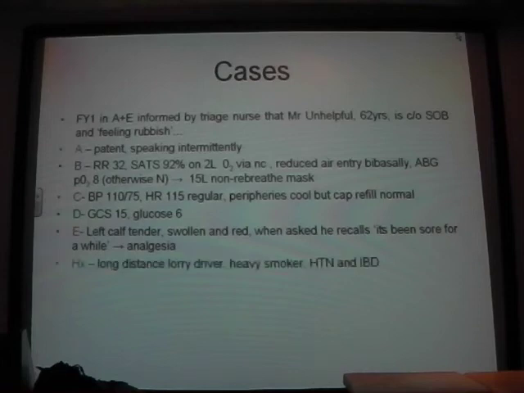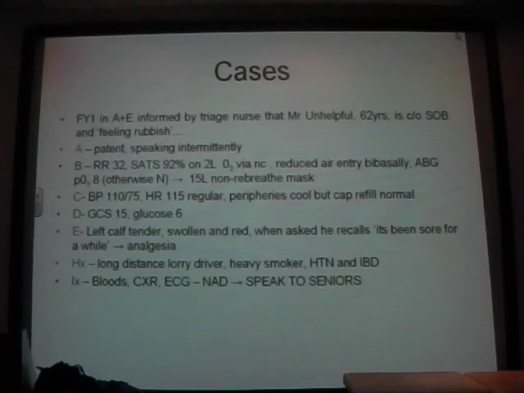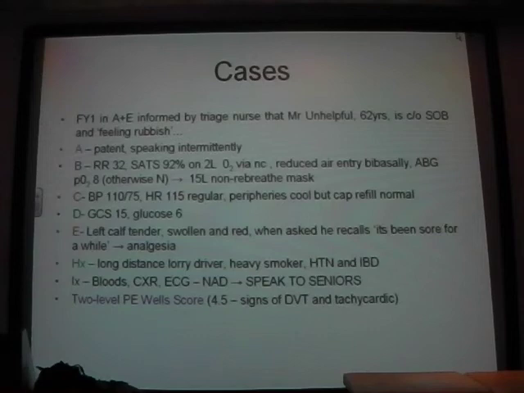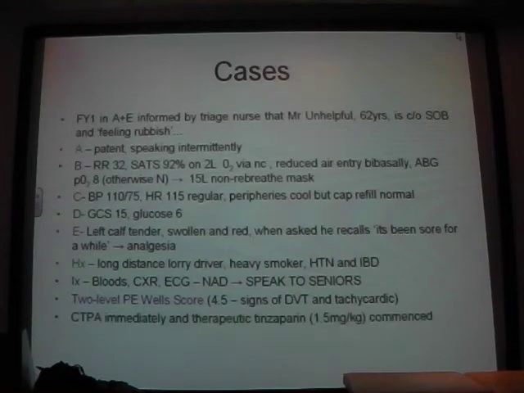Yeah. So like you said before, take a history, so it's nothing really that interesting on his history apart from the fact he's got inflammatory bowel disease, which is a risk factor for DVT. Do some investigations, speak to your seniors. You do a Wells score, which comes back at 4.5. So what are you going to do? CTPA. Fantastic, CTPA immediately. And then you're going to start therapeutic tinzaparin. And then what would you start after therapeutic tinzaparin if you confirm that it's PE?